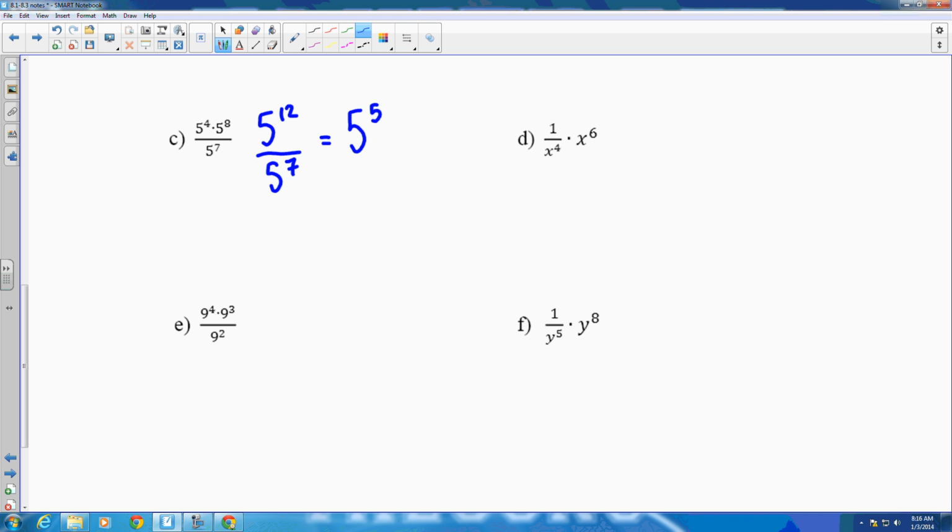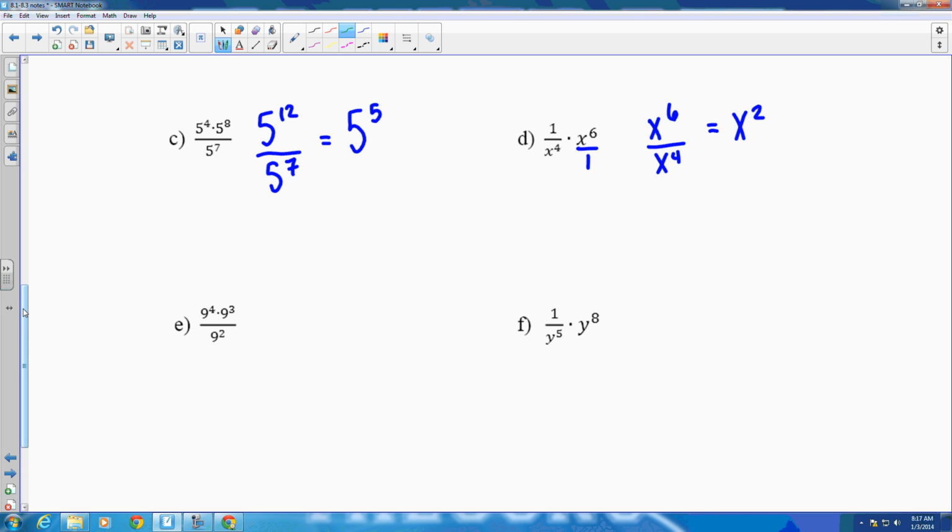D, before we can subtract or divide, we have to combine them into one fraction. So if we recognize that x to the 6th is over 1, then we can multiply straight across, and we get x to the 6th over x to the 4th, and now we can subtract the exponents to get x squared.